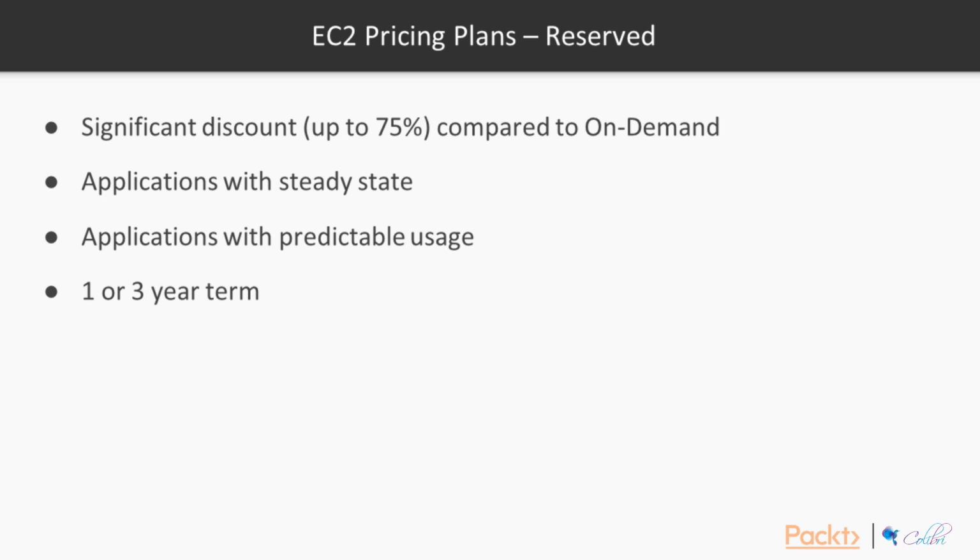Next, let's move to the reserved pricing plan. This gives you a significant discount of up to 75% compared to on-demand. It's a 1 or 3 year term. Think about using this with applications with a steady state or applications with predictable usage. Anything that you can know for sure that in the next year I'm just going to need this capacity, or I'm going to reserve this amount of capacity for the next 3 years because I only expect this particular steady state. And it's going to work out cheaper in the long run.